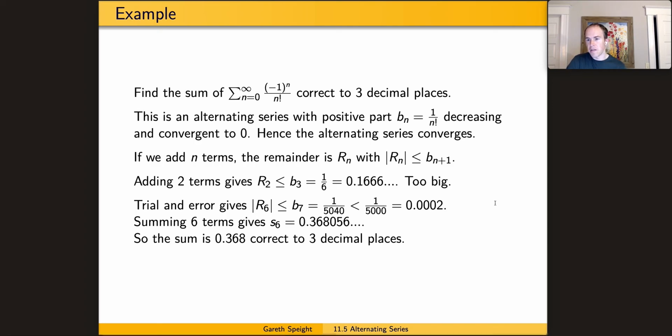Okay, so just to summarize, we talked about the alternating series test. If it's an alternating series and the positive part is decreasing and tends to 0, then we have a very powerful test that says the series converges. And then there is an estimate for the remainder if we only add n terms for a series which satisfies the alternating series test: the absolute value of the remainder is at most the positive part of the next term along. Okay, thanks.